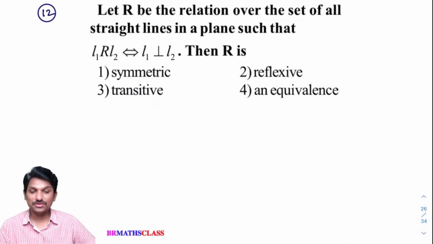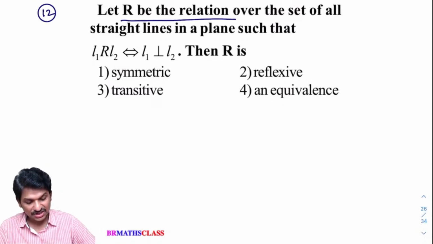Right. Now you observe this question. R is a relation over the set of all straight lines in a plane.